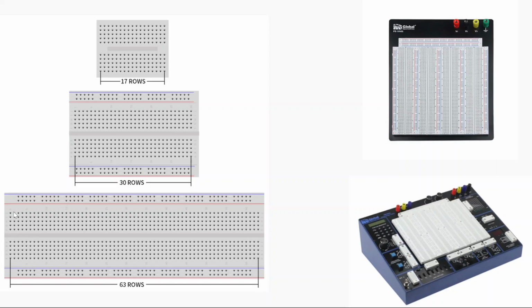Okay, so understand it very clearly, please: this column, they're all connected underneath. So if you connect a wire here, and anywhere else you connect a wire here, those 2 wire connections will be connected together. Okay, so this column has no connection with this column because of this notch area. But from this hole right to the bottom, they're all connected.